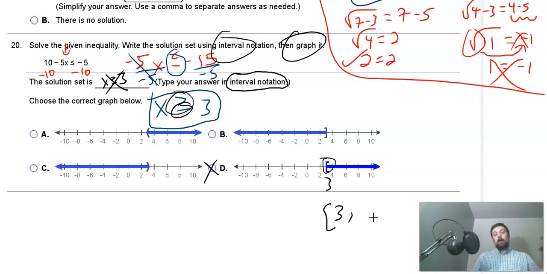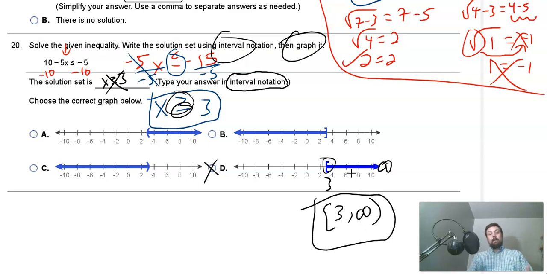That'll be the left-hand number in our interval. And then it goes to infinity. It goes forever to the right, which is infinity, positive infinity. And we always use parentheses on infinity. And so that would be this set of numbers in interval notation. This is saying all the numbers from 3 to infinity. We shaded in all the numbers from 3 to infinity, so it's the same set.